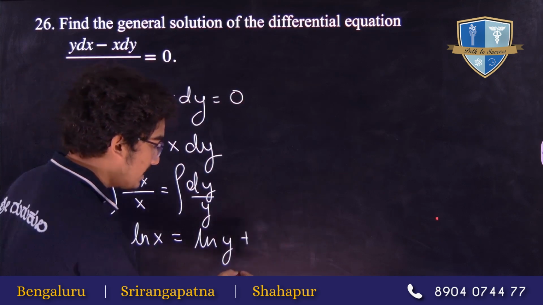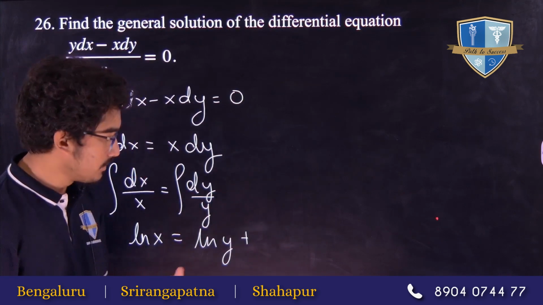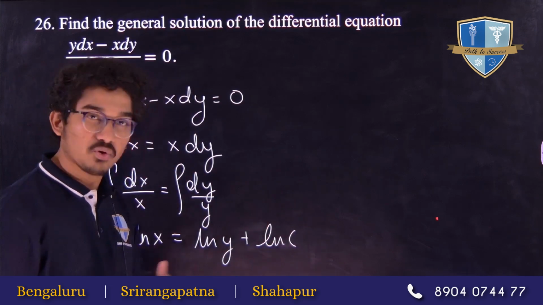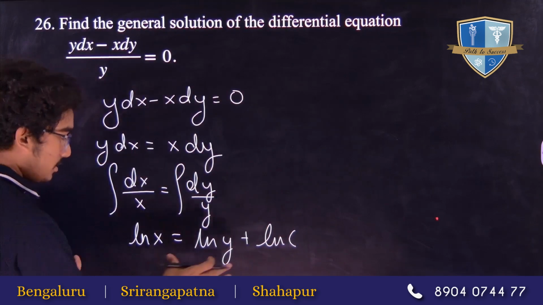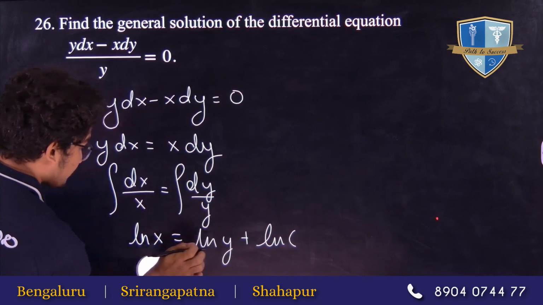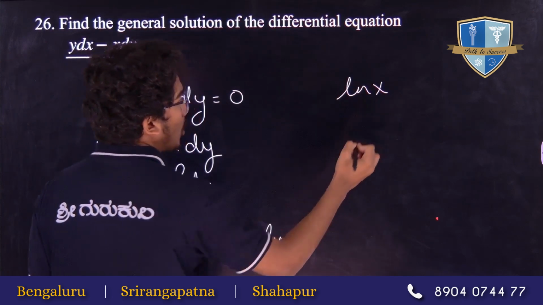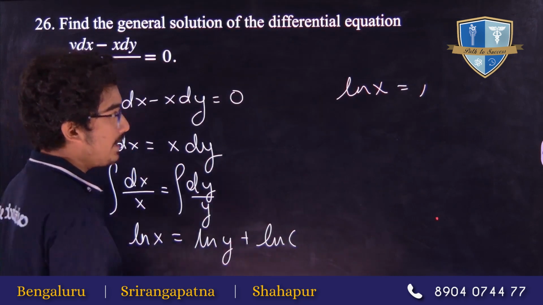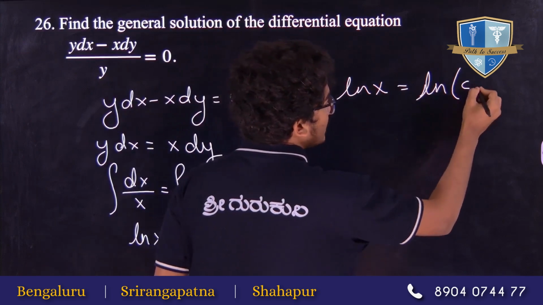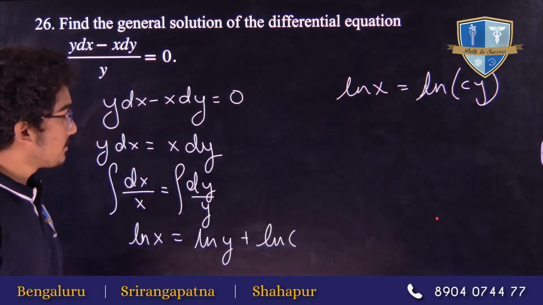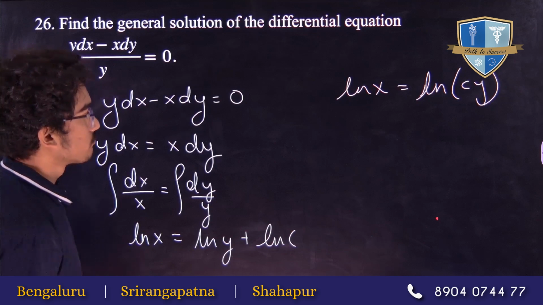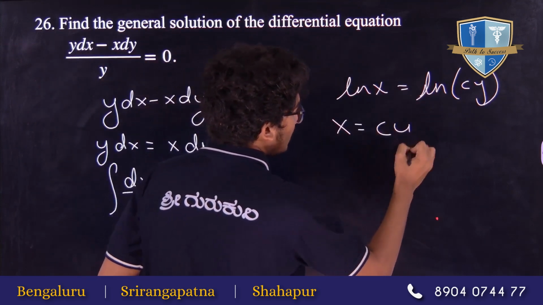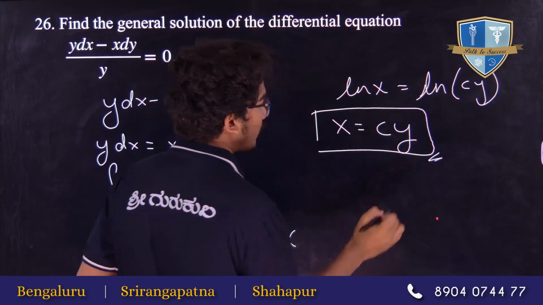Since the whole equation is in terms of logarithm, we'll take the constant also in terms of logarithm to make our work easier. This is also a constant, right? Now using this we can write log of x equals log of y plus log of c. We can multiply it, meaning this will become log of c into y, correct? This is the property of a logarithm. Now we can cancel out both the logs. So this will become x equals cy. So this is our general solution of the equation.